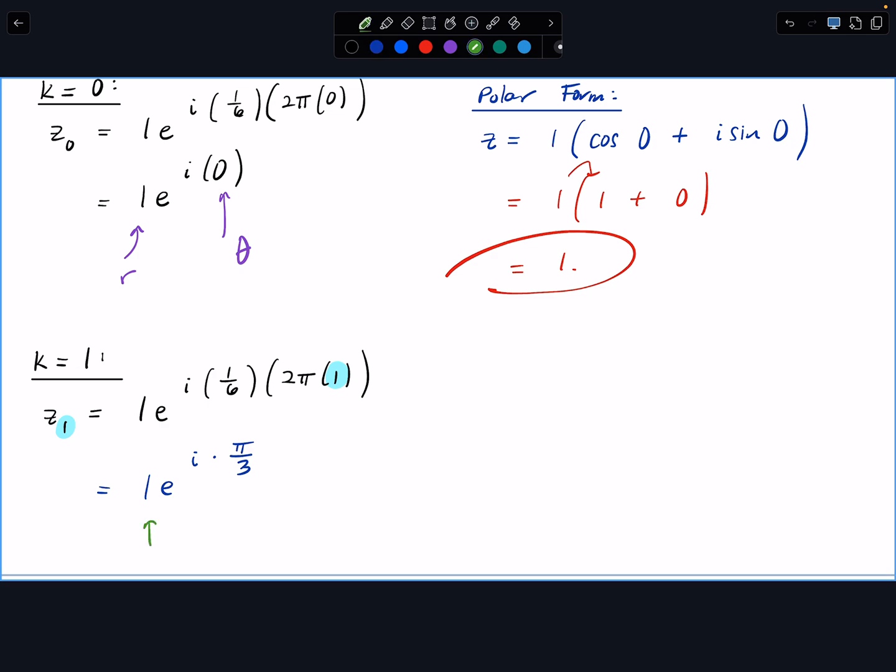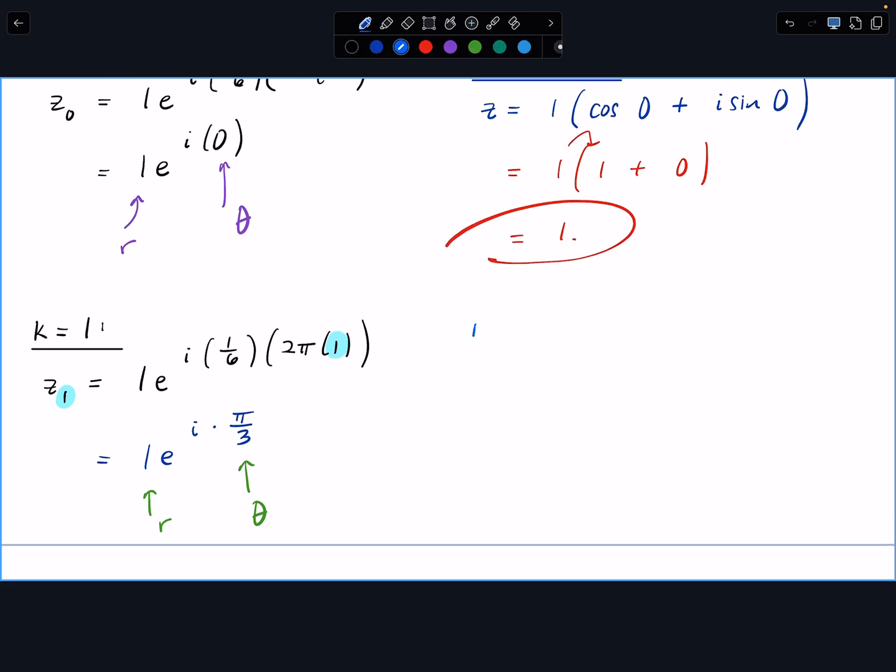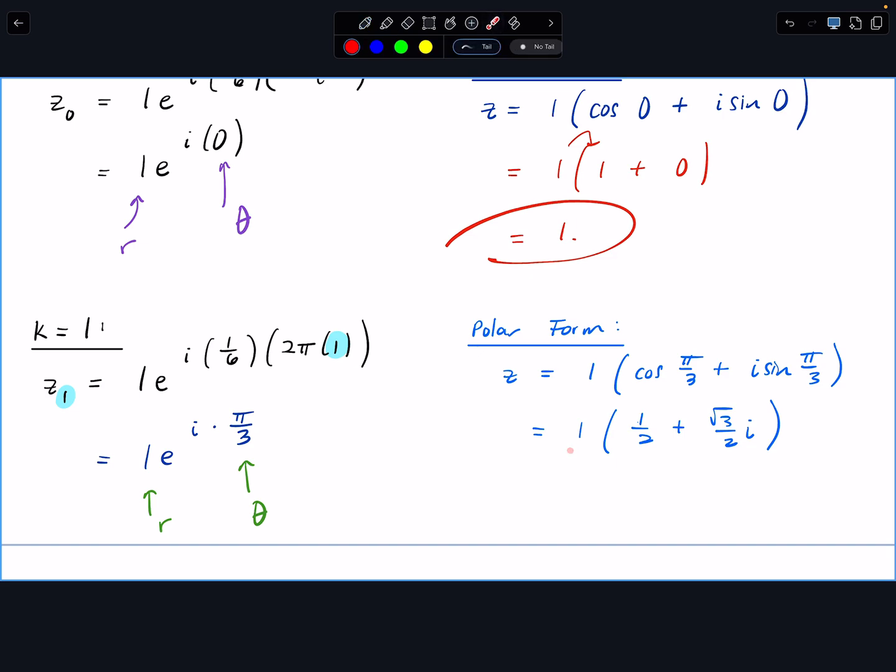So this is my r. This is my theta. So that means that to write this in rectangular form, polar form is going to be z is equal to r, which is 1, times cosine of pi over 3 plus i sine of pi over 3, which is going to be 1 times 1/2 plus square root 3 over 2i. If I multiply these by 1, it's not going to change. So that means my answer for z sub 1 is going to be 1/2 plus square root 3 over 2i.